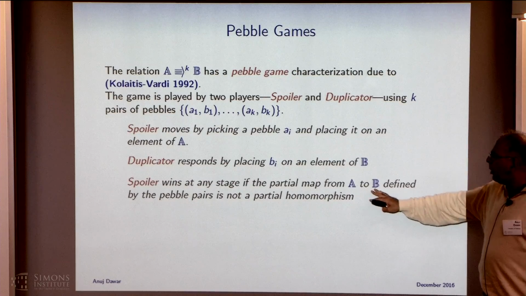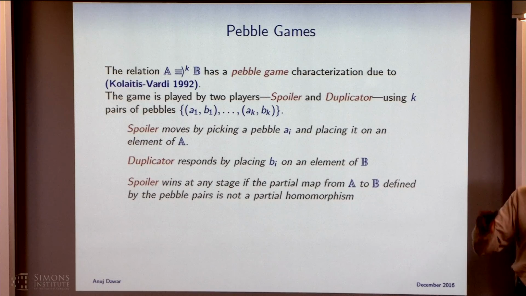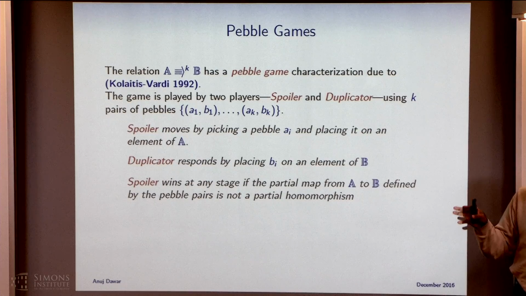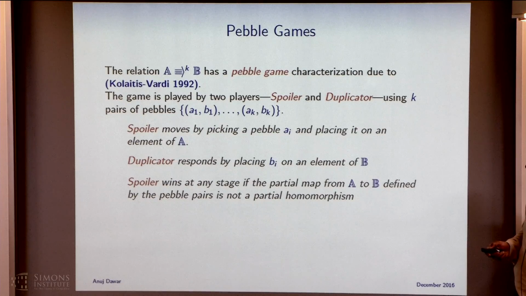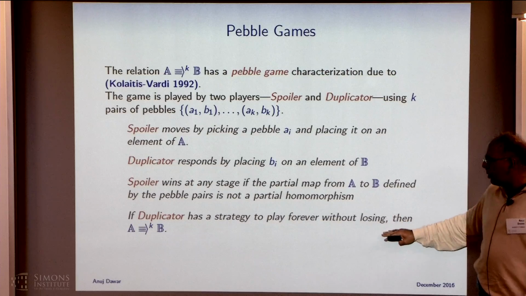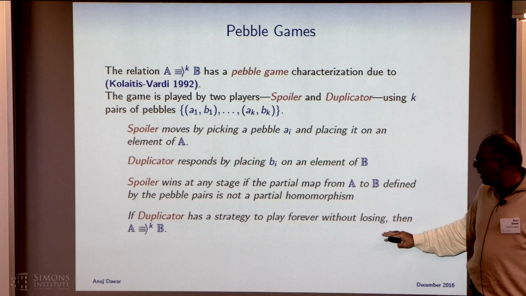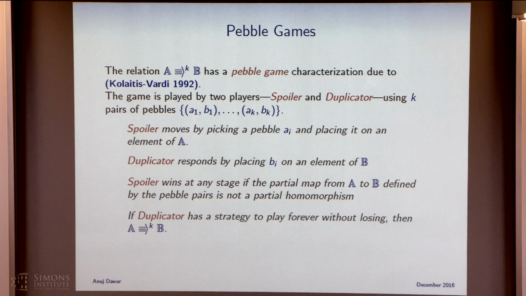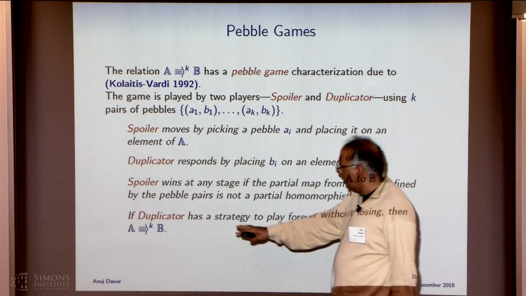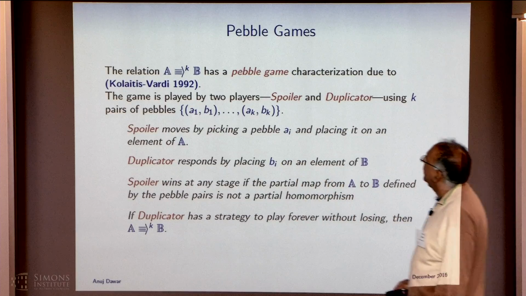At any stage, if the partial map from the pebbled elements of A to the matching pebbled elements of B is not a homomorphism of the induced substructures, spoiler has won. Spoiler has demonstrated the difference. The k-local consistency test has failed. And if duplicator has a strategy to play forever without losing, then the structures pass. So A and B are in this relation. Okay.